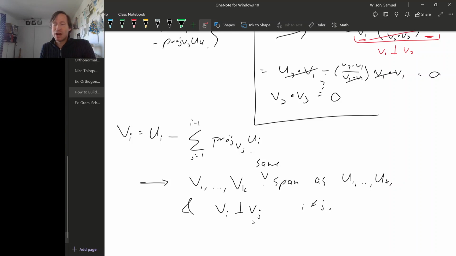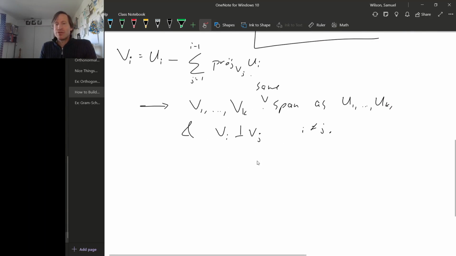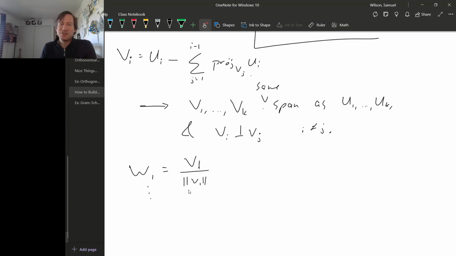So these things are pairwise perpendicular. So this is an orthogonal basis. It's not yet orthonormal because we don't have unit vectors, but it's easy to make these all unit vectors. So now for each vector in our basis, just divide it by its own length, and that'll make it a unit vector. So w1 is now v1 over magnitude of v1, down to wk is vk over the magnitude of vk.